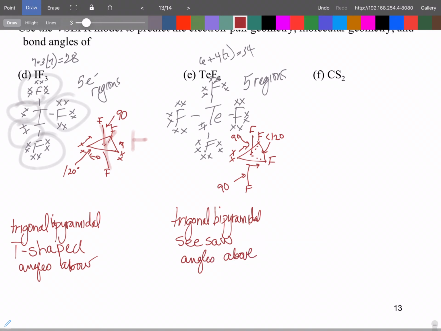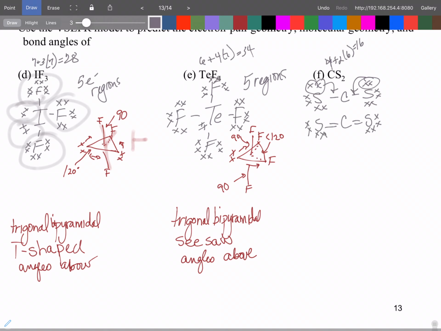Okay, that brings us to our last one, which is 4 plus 2 times 6, which is 12, so that's 16. So we're going to have carbon, sulfur, sulfur. And it's 1, 2, 3, 4, 5, 6, 7, 8, 9, 10, 11, 12, 13, 14, 15, 16. Now, there's a variety of ways that we can draw this, but we're going to go with the simplest one, which is sulfur double bonded to carbon on both sides.